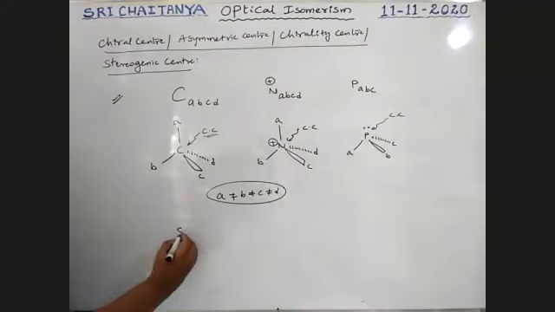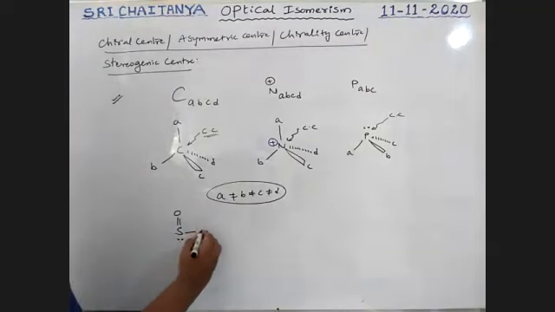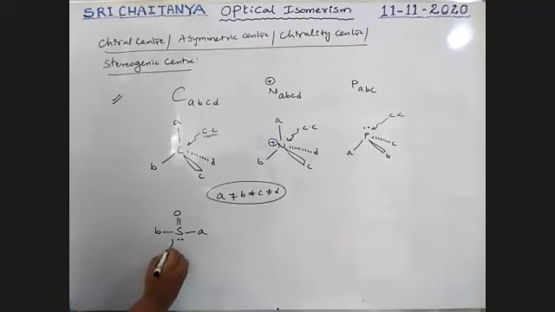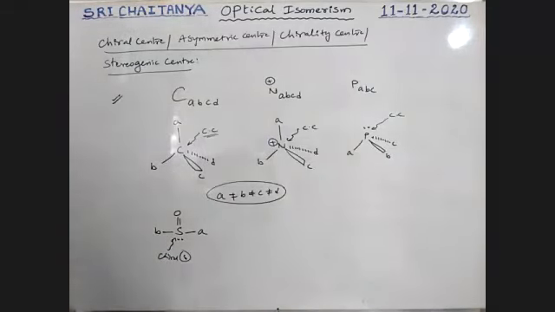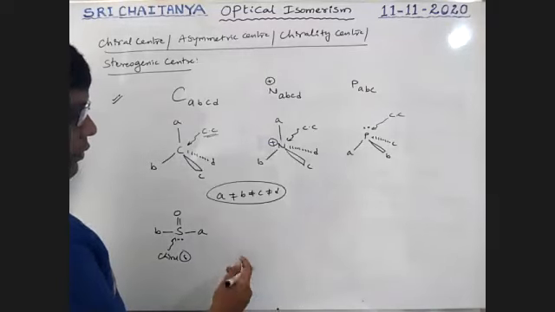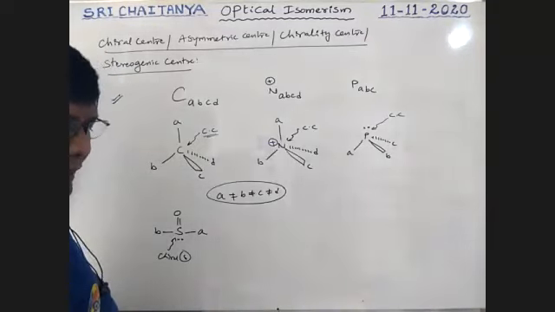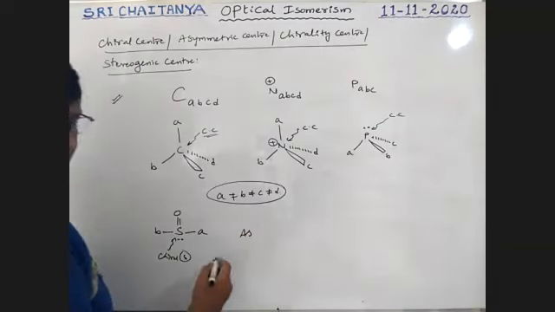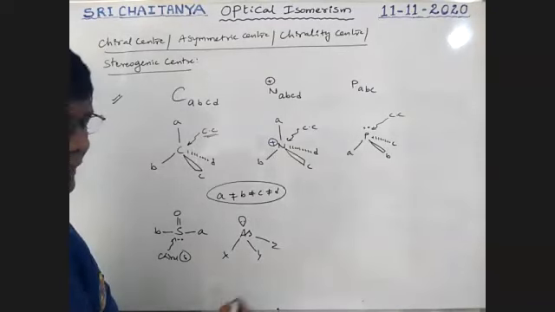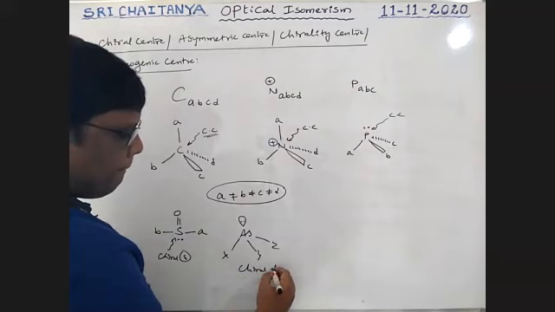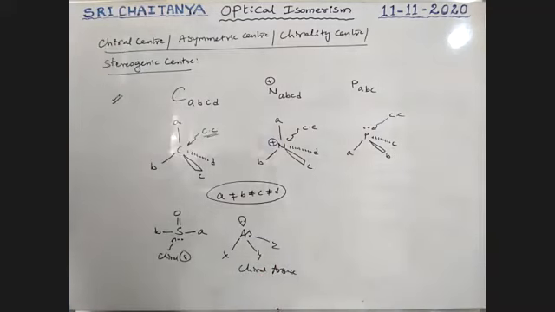Now sulfur double bond O, with a lone pair, so it is A, B. It is a chiral sulfur. It seems to be a chiral center. Next, arsenic, As, with X, Y, Z. So it is chiral arsenic. Okay. Next.